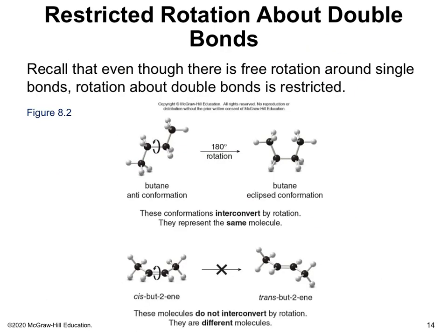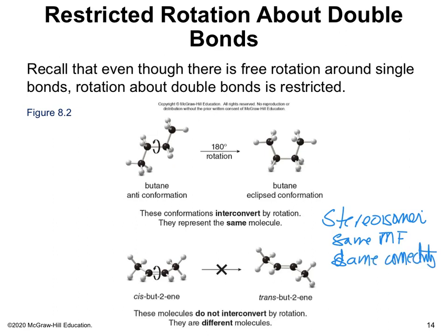Okay, so you do have cis and trans isomers. These are stereoisomers. So remember the isomers, they have the same molecular formula. If they had different connectivity, they would be constitutional isomers, but they have the same molecular formula, same connectivity, but they have a different orientation in space.